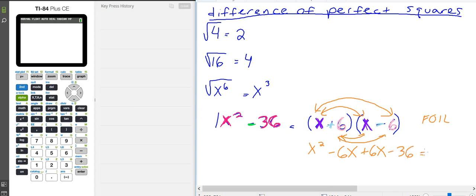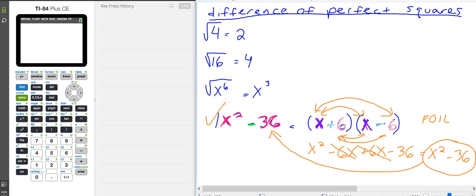Let's combine like terms. We have an x squared with no like term. Negative 6x and positive 6x cancel each other out. So we're left with x squared minus 36, which was our original question. So that answer is correct.